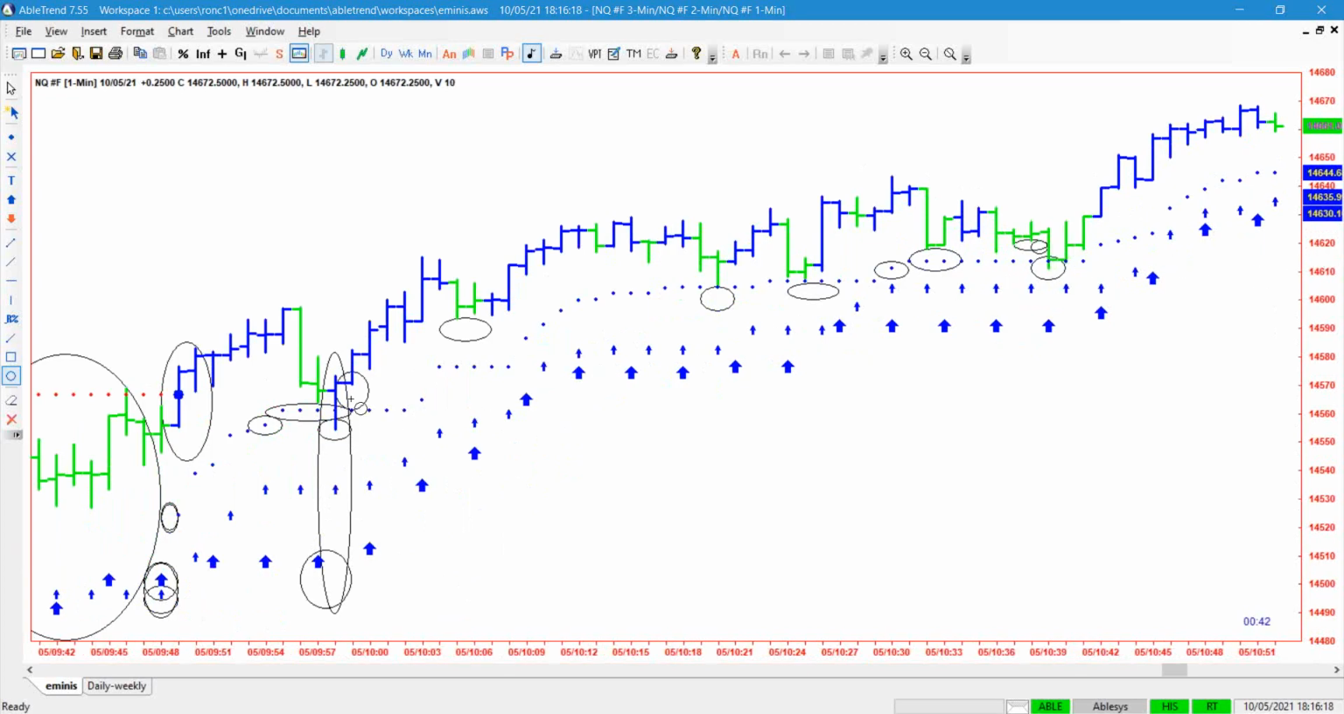We got long at 575. Made 45 points. So let's just call it 40. Nobody's going to get it exactly perfect. There's slippage, there's commissions. And, again, you just want to get most of these. We'll pick up most of it. That's an $800 winner. That's a good, nice little trade right there.